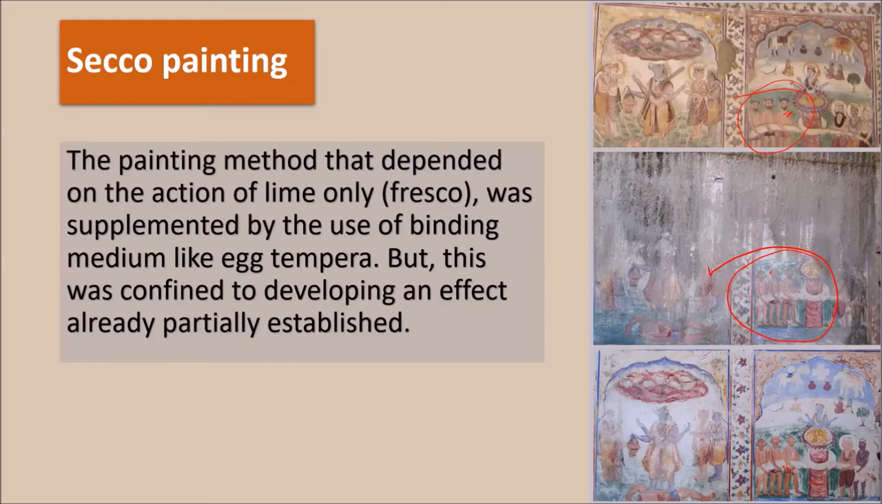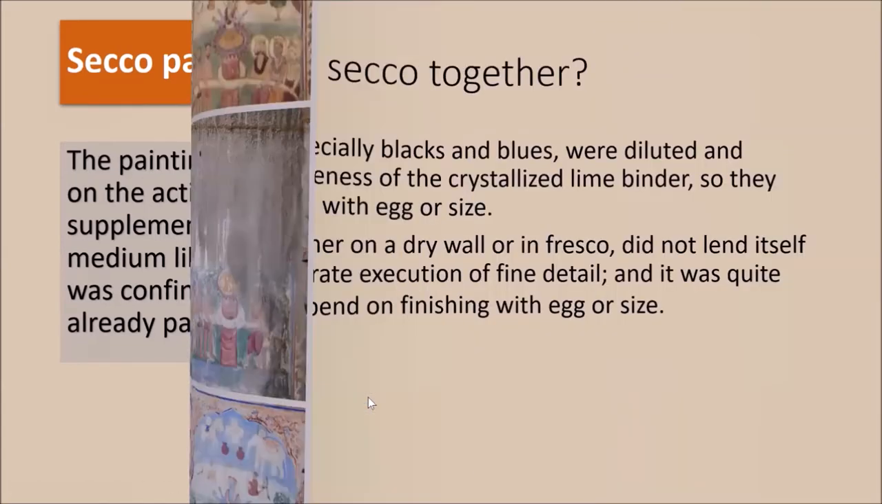So the painting method that depended on the action of lime only, that is fresco, was supplemented by the use of binding medium like egg tempera. But this was confined to developing an effect already partially established by the fresco layer. So there are many paintings which are done first in fresco and then the details are added with the secco technique. Now why is this done?